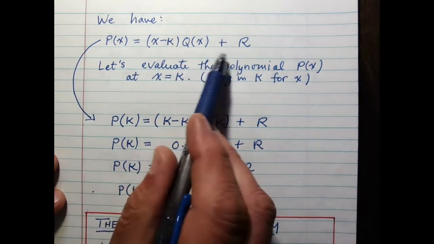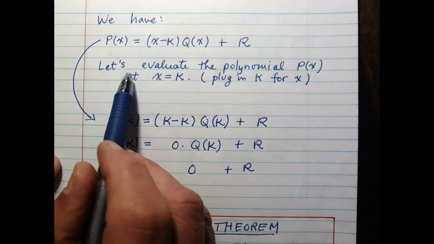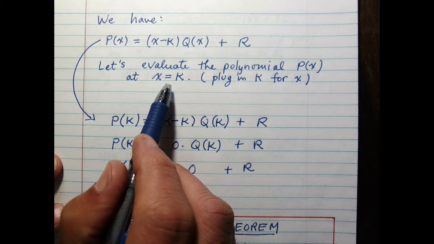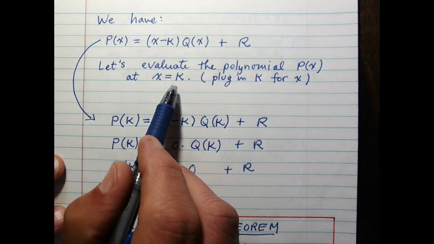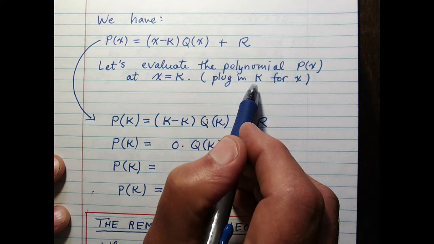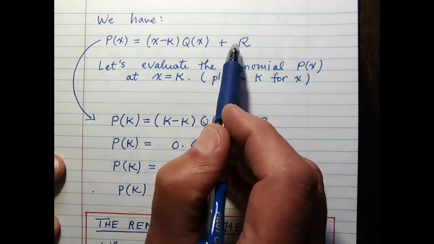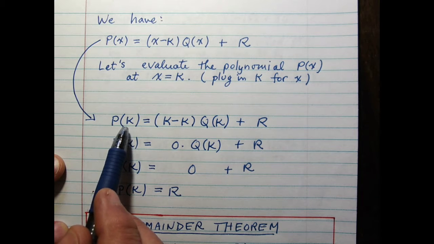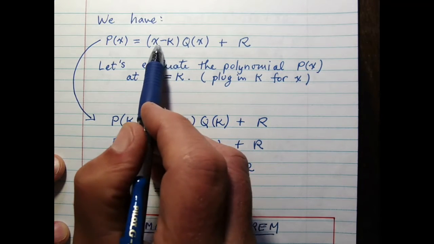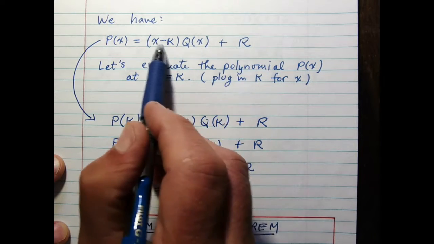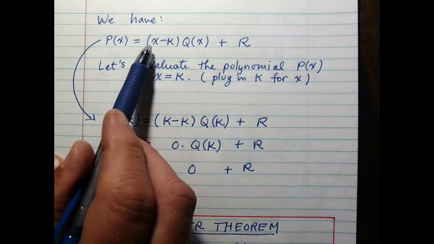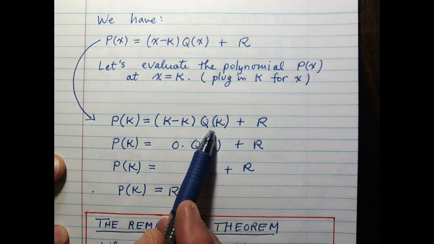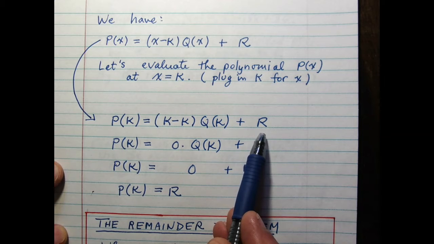I just recopied that same equation. Now, let's evaluate the polynomial p of x at x equals k, where k is some number. So I'm going to plug k in for x in this equation. On the left-hand side, I just have p of k. I'm replacing x with k. I'll get the same thing if I replace the x's on the right-hand side with k. So instead of x minus k, I'll have k minus k. Instead of q of x, I'll have q of k. And I still have the plus r on the end.